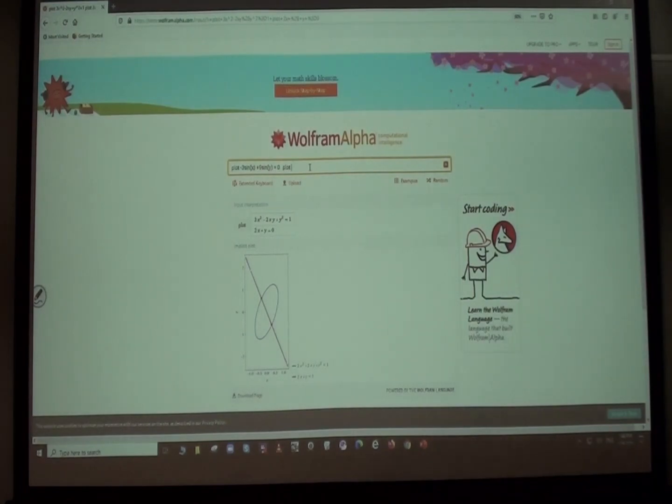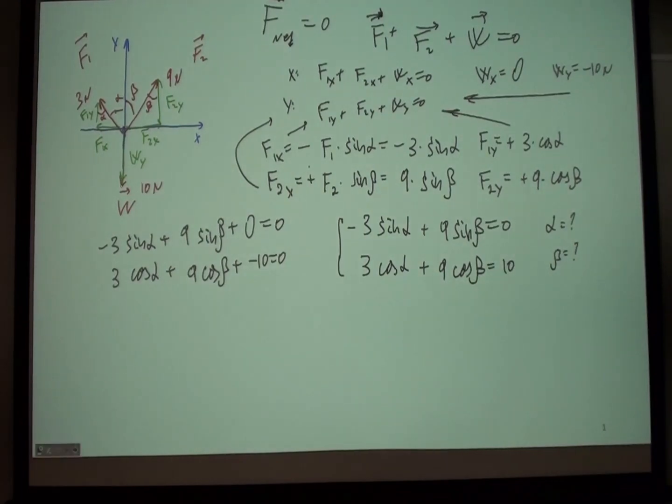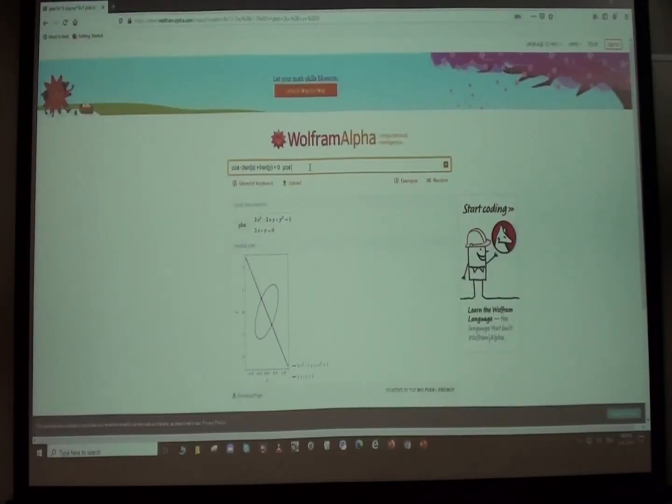My second equation: 3 cosine plus 9 cosine equals 10. So 3 cosine parentheses x plus 9 cosine parentheses y equals 10. Oops, I forgot, my shift button didn't work, so now the parentheses are fine. Enter.